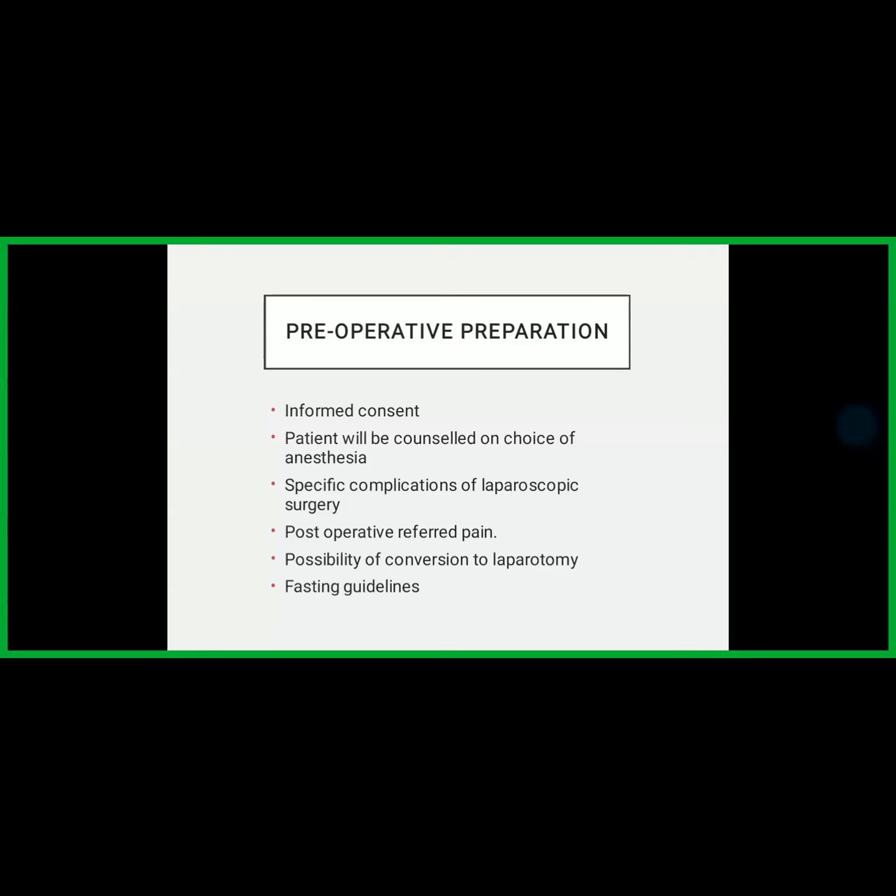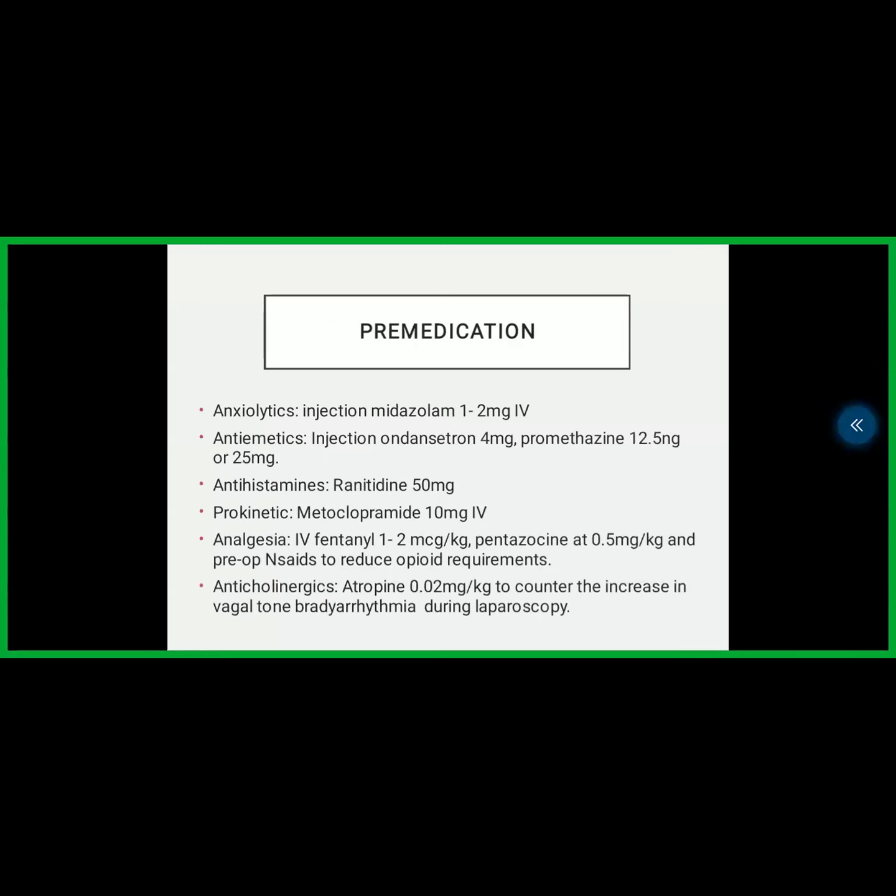Then the patient will also be counseled on the fasting guidelines, which is 2 hours for clear fluids, and 6 hours for solid meals. Then for pre-medications, the patients can be given anxiolytics like midazolam, also antiemetics. With this surgery, there's a risk of post-operative nausea and vomiting. You could also give ondansetron or promethazine as antiemetics to help. Then antihistamines like ranitidine could also be given. Prokinetics could also be given to the patient.